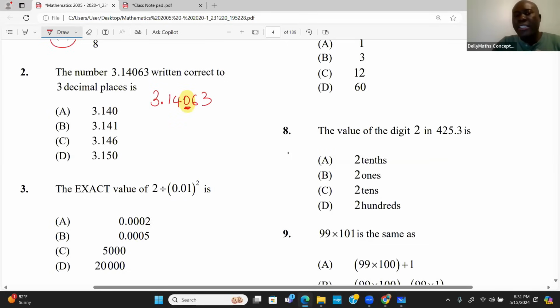But in order to decide, you're going to look next door. The digit next door, if it is a number that falls in the category of 0 to 4, the spot remains. But if it is a number that falls in 5 to 9, the spot goes up by 1. You could see that it falls in the 5 to 9 category. So this becomes 3.141, and we would have picked that for the answer.